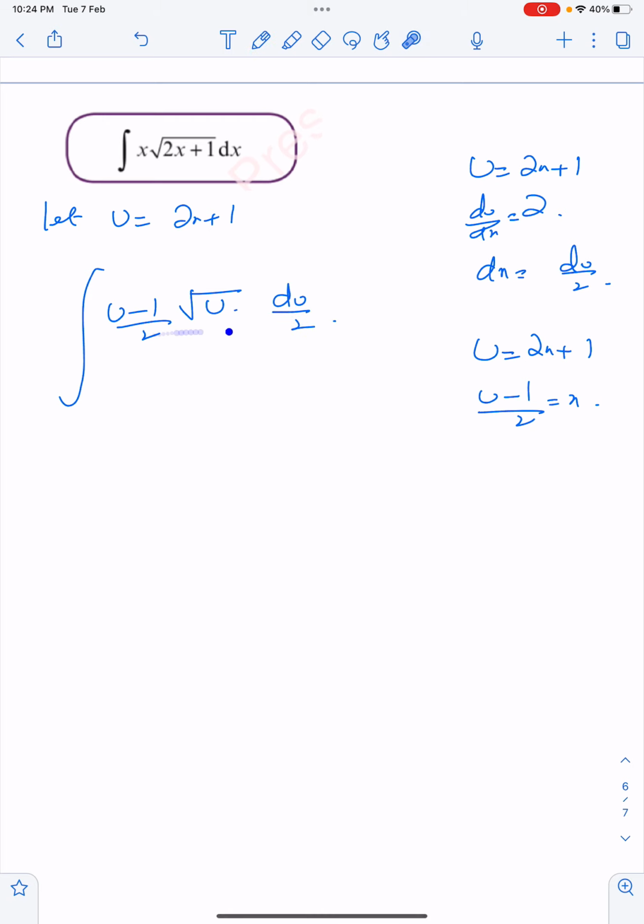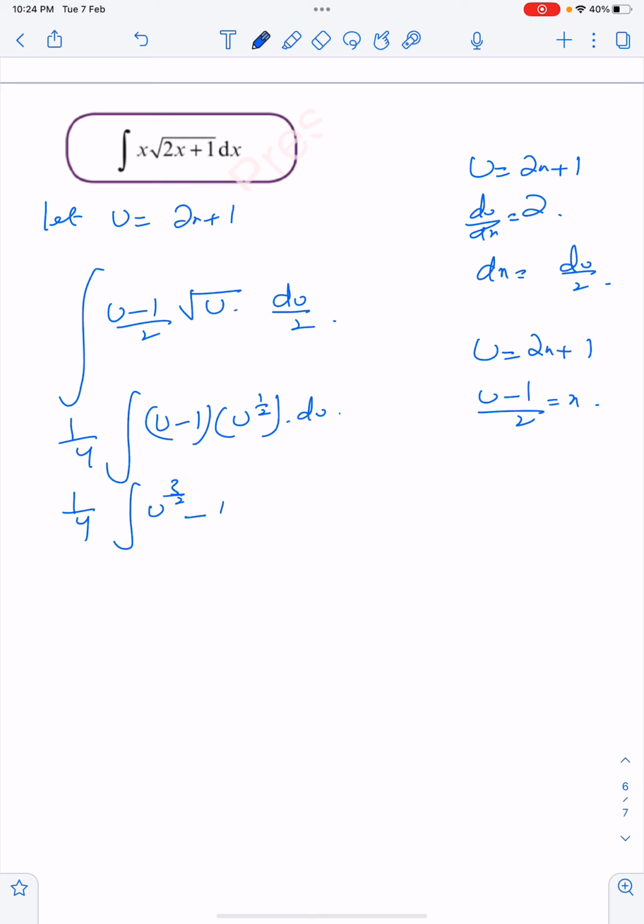So the constant is 2 into 2, 4, so this will go out, and you're supposed to integrate u minus 1 multiplied by u to the power half du. Okay, u multiplied by u to the power half is going to give you u to the power 1 plus half, which is 3 upon 2, minus u to the power half du. Okay, let's start with the integration process. u to the power 3 upon 2 plus 1 is 5 upon 2.